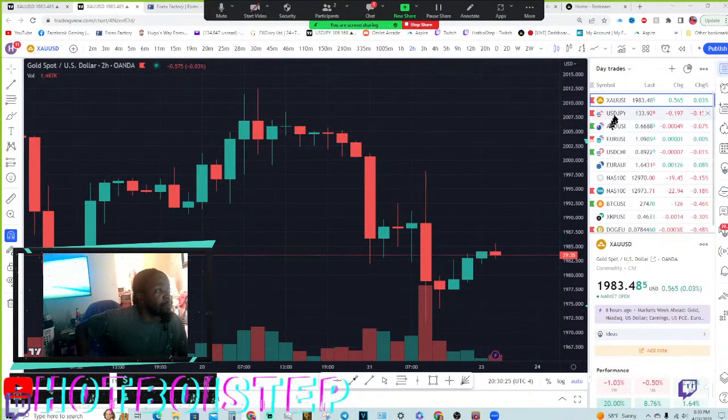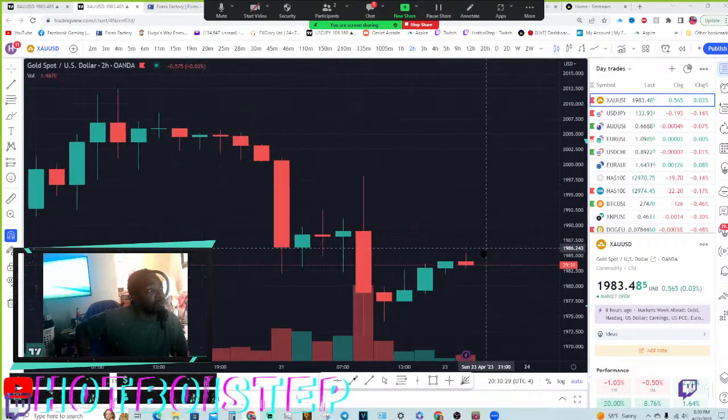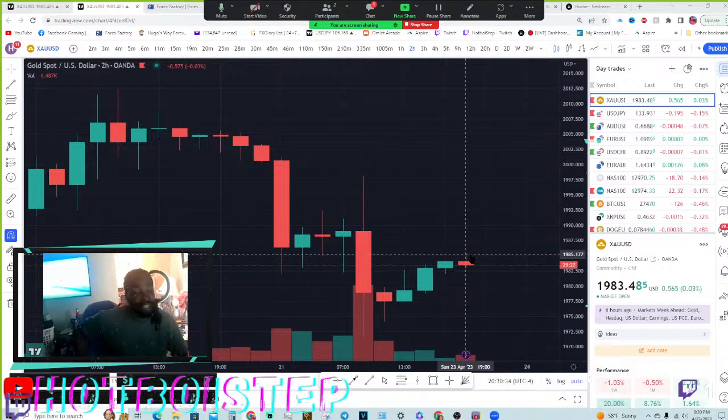Is there anything that changed recently with the euros or the dollars? Man, it's forever changing, bro. Like I said, it opens up on Sunday at 5 and it closes on Friday at 5. Every single one of these candles signifies a change.